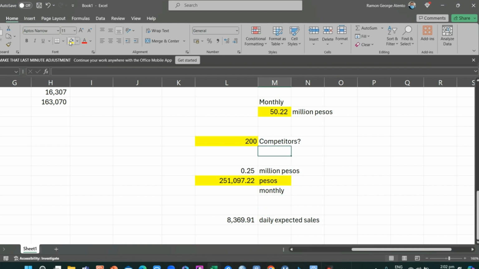What if, Sir George, the competitors are not 200 but 300? So you will see that it changes. It becomes 5,500 because there are just too many competitors in your area. Okay? You stand to earn about 167,000 pesos monthly. Okay? And then, of course, we will have to calculate the cost of goods and then the operating cost, which we will do all of that next time.